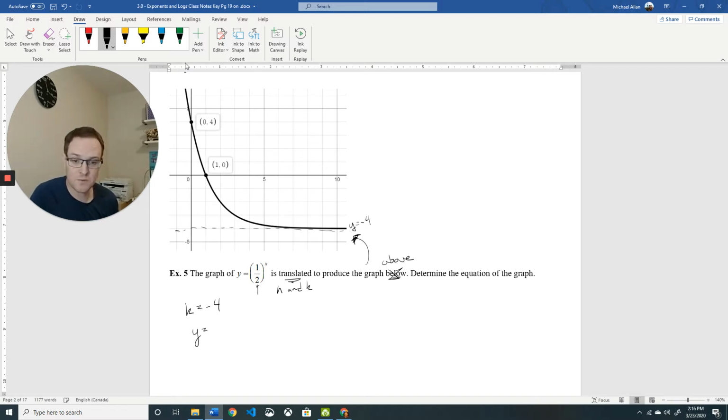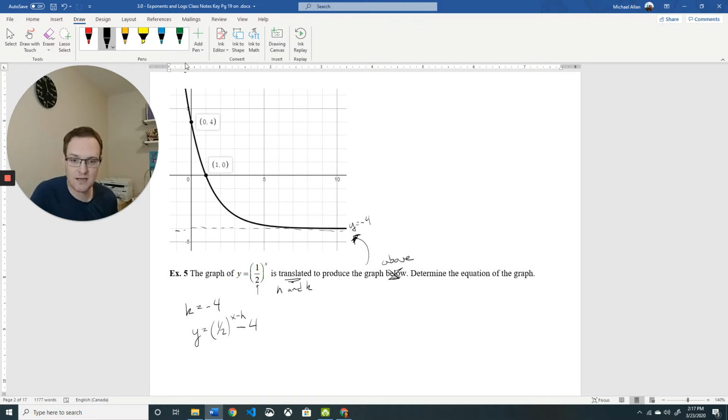So this is what my equation looks like so far. I don't know my h value, but I know there's a -4 here. Okay, so I'm going to use one of these 2 points now to solve for what my h is. And all this is just saying if I put a 0 in, I get a 4 out. If I put a 1 in, I get a 0. So I just pick one of them, doesn't really matter.